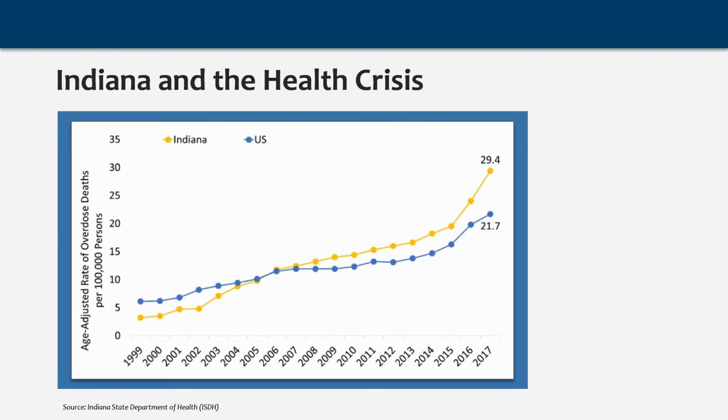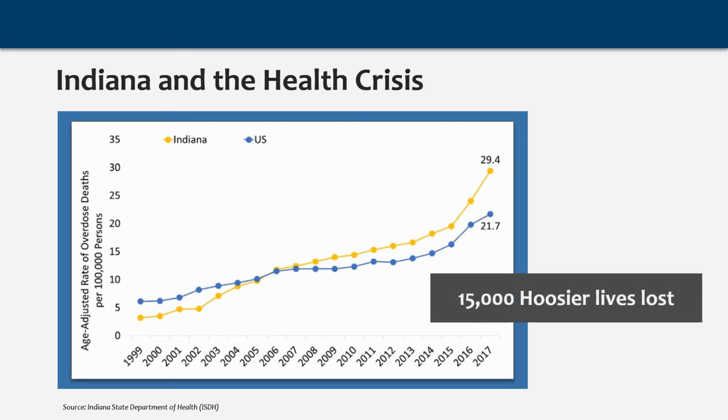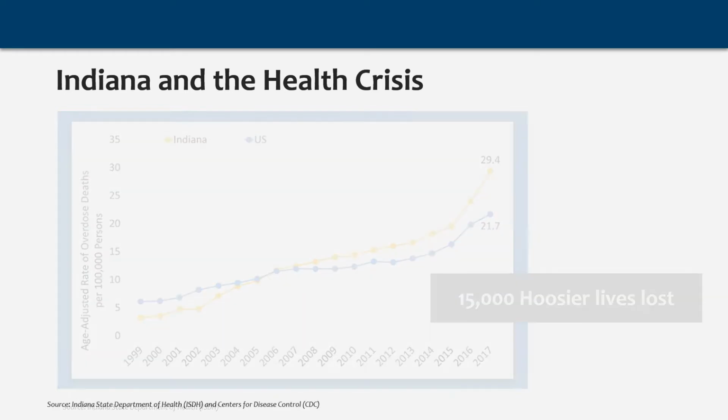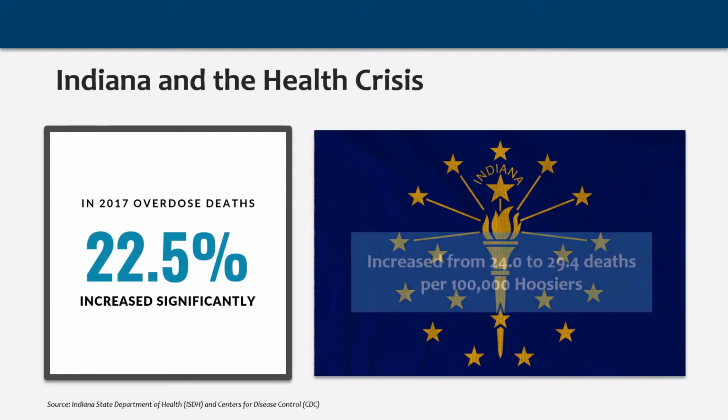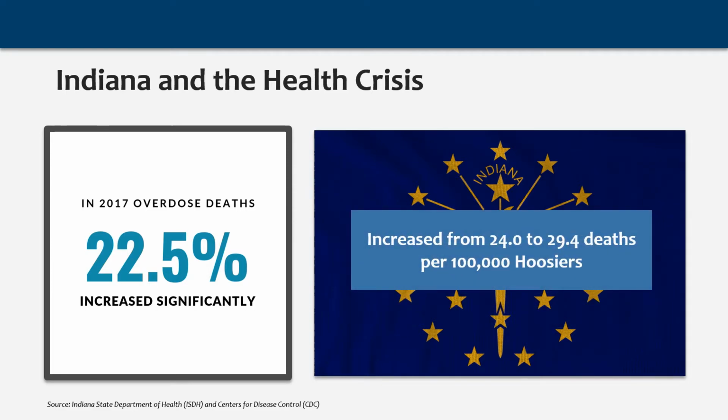Drug overdose deaths in Indiana have been on the rise for almost 2 decades, with a loss of more than 15,000 Hoosiers since 1999. In 2017, the age-adjusted rate of drug overdose deaths increased significantly in Indiana by 22.5%, increasing from 24.0 to 29.4 deaths per 100,000 Hoosiers.